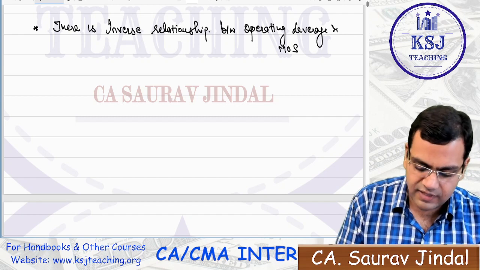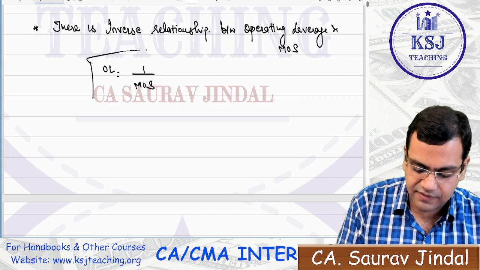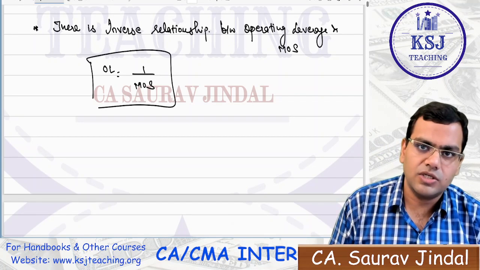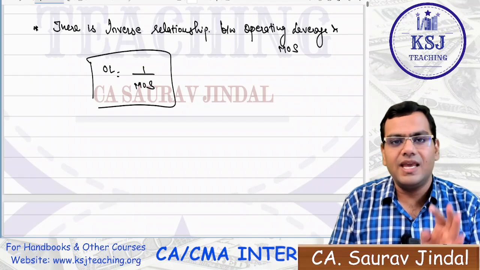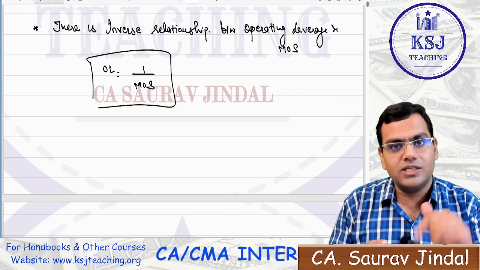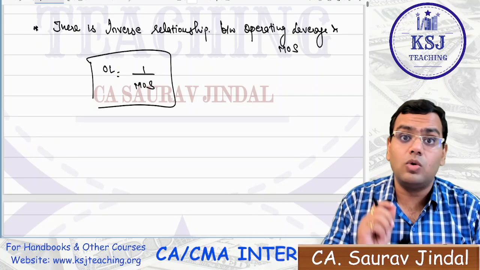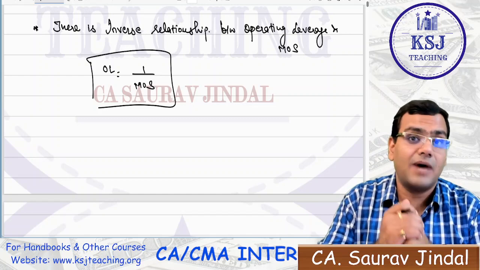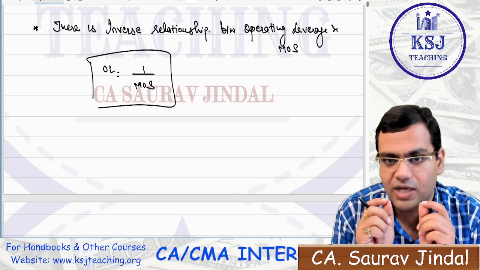I'll not go into the derivation. So operating leverage is 1 divided by margin of safety. If margin of safety is given to you in the question, the reverse of that will give you the operating leverage. The reason is very simple. When will the operating leverage increase, sir? Only if you increase your fixed operating cost. Now, increase in the operating leverage will lead to higher risk. The higher risk means the lower safety, the lower margin of safety. That is why there is an inverse relationship between operating leverage and the margin of safety.